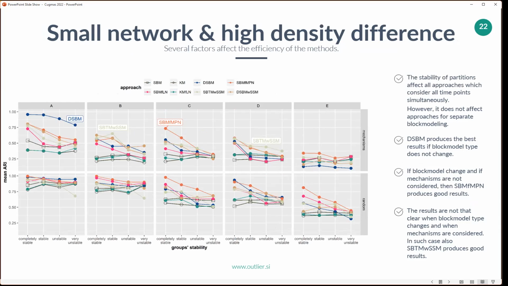Now let us focus on the case with small networks and high density difference between null and complete blocks. You can see that. Yeah. You have to wait a little bit, I think. Yeah. I'm sorry for this.